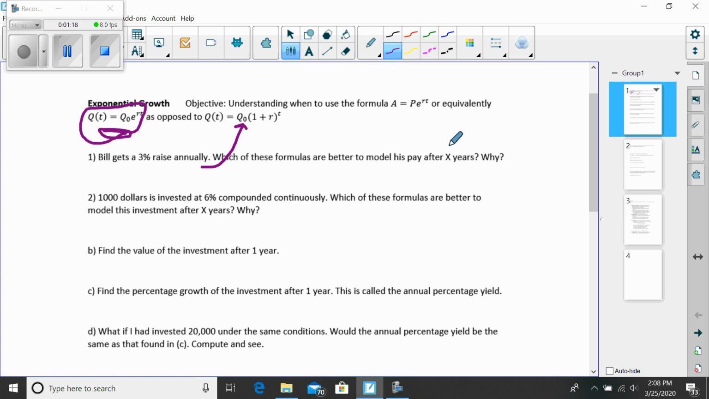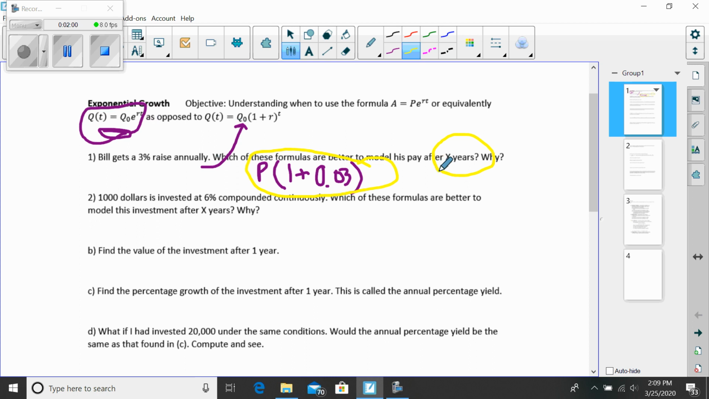You would be using this formula where his pay after X years, right? So you would take his base pay, doesn't matter what it is, so I'll use P. And then every year you take his base pay and add 3% to it. But then the next year you take this amount, and multiply it again by this 1.03 factor. So then how do you generalize that into a formula after X years? I'll leave that for you.